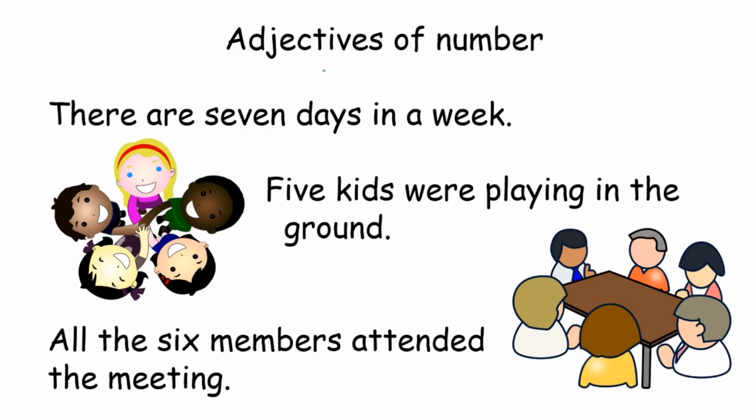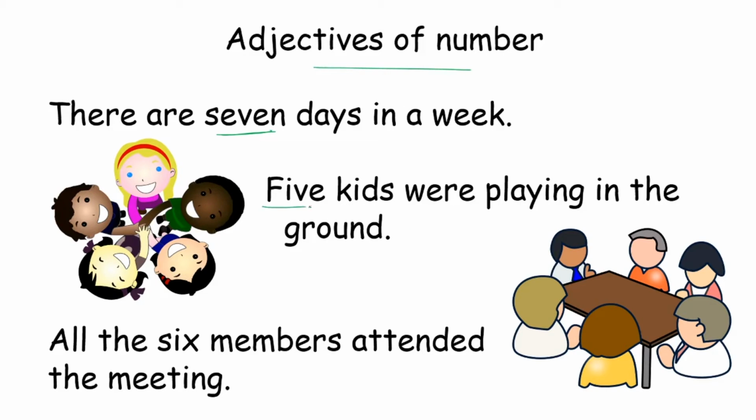And then adjectives of number. Adjectives of number show how many persons or things are being meant in a statement. Here the number is mentioned exactly. There are 7 days in a week. So 7 here is the adjective of number. 5 kids were playing in the ground. How many kids were playing? The kids are the noun here.